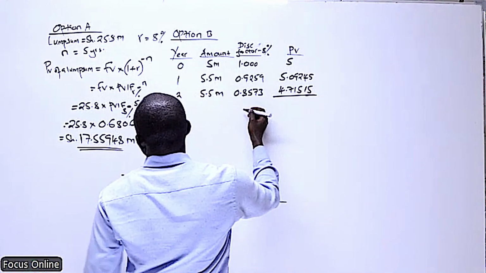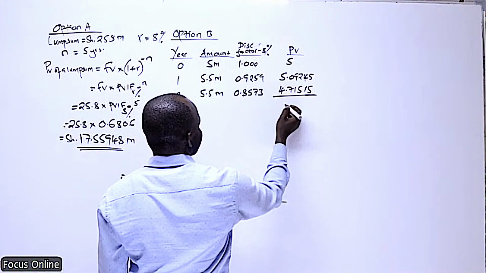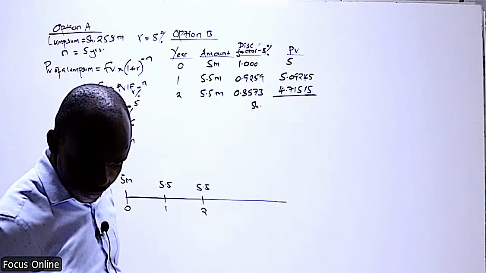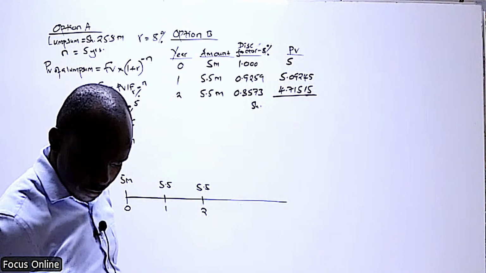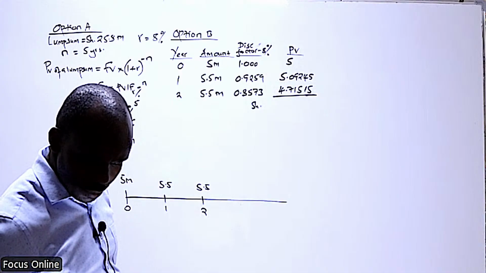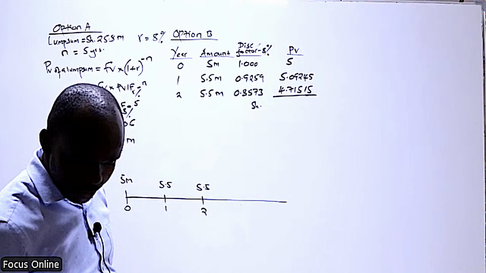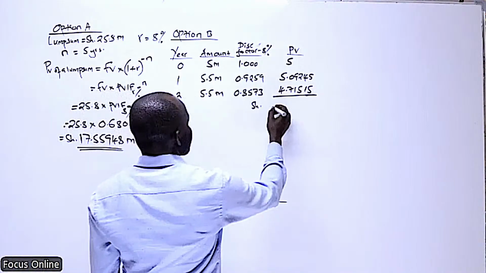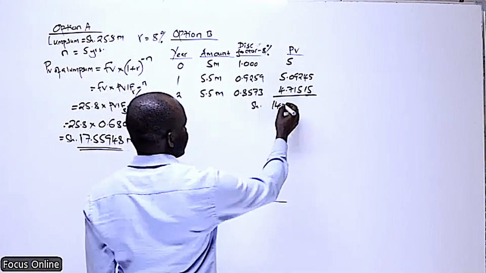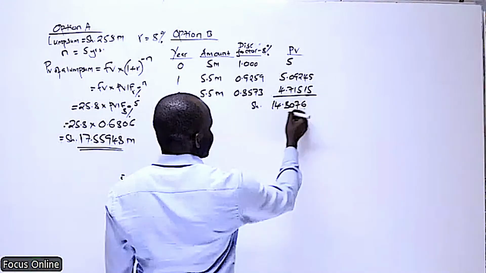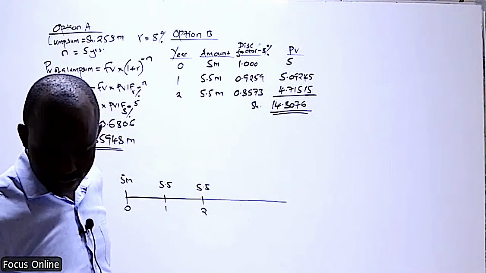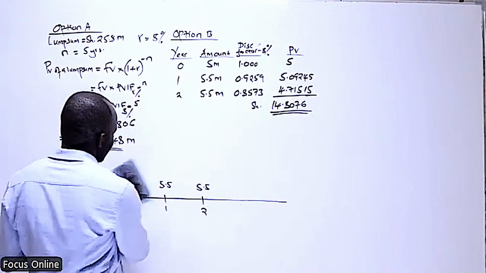So then the total amount here should be 5 plus 5.09245 plus 4.71515, which is 14.8076. That is the first way of doing that question.